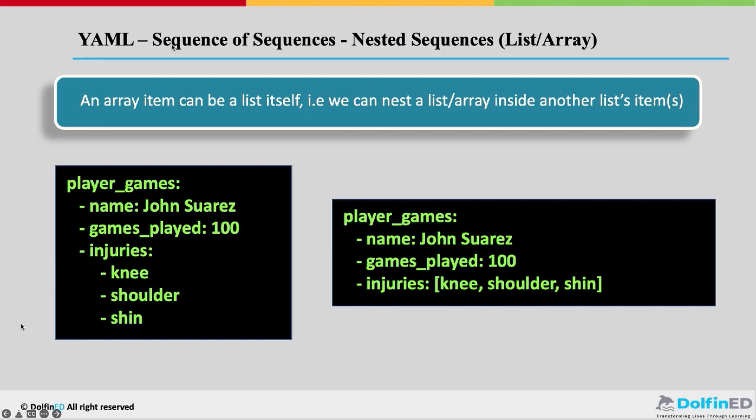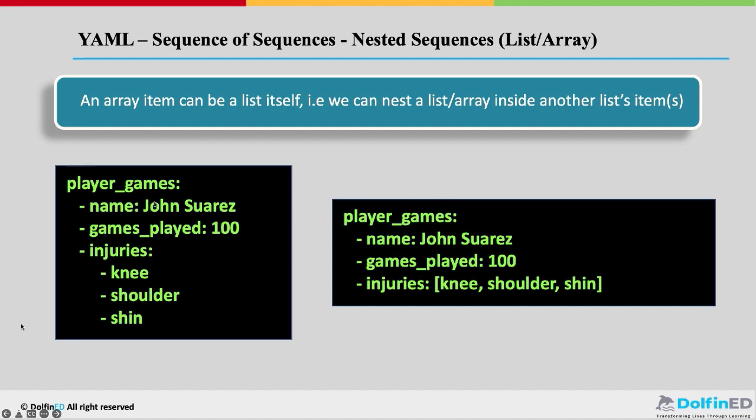Now I can have a list inside a list. So the same past example, if I put hyphens to the left, it becomes a list, right? And then I have injuries in this example is a key, a list item, but it's a key that I can assign multiple locations where this player had injuries. Okay, and I can represent that again as an array in square brackets. Okay, so this is exactly like this one, and it's going to be represented the same.